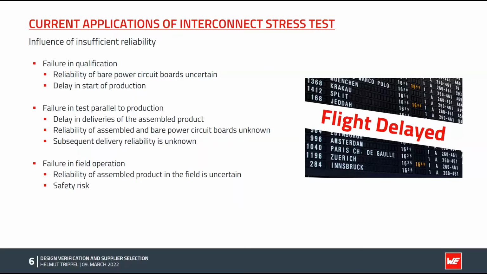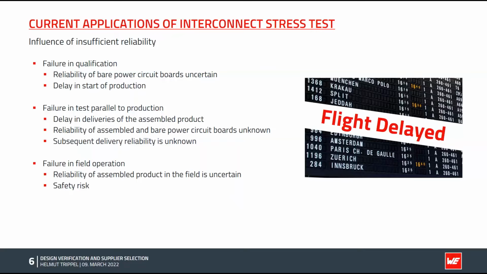Secondly, we have a failure in test parallel to production. This can lead to a delay in deliveries of assembled products, and the reliability of assembled and bare power circuit boards is unknown in this case. Also, the reliability of subsequent deliveries of the PCB power circuit boards is unknown as well.